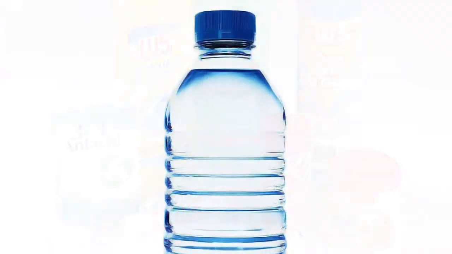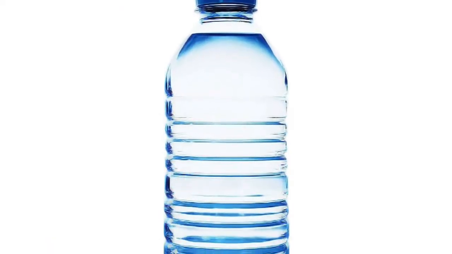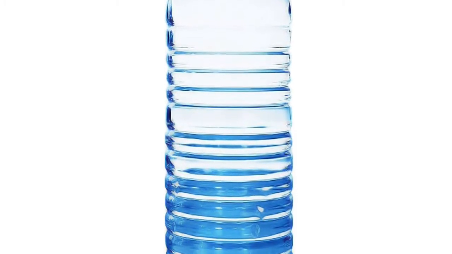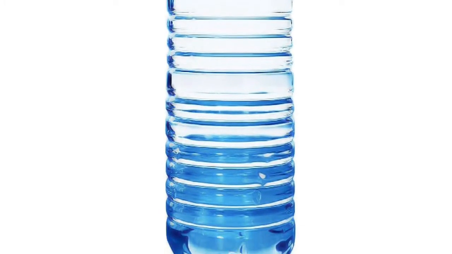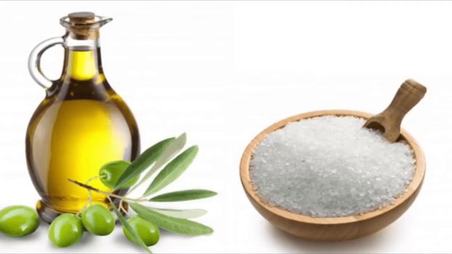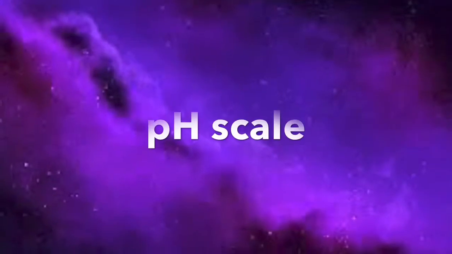And finally, you get neutrals. These are substances that are neither acid nor base. They are neutral. These substances are not dangerous and we can drink them, example, water, or cook with them, example, cooking oil and salt. Let's take a look at the pH scale.